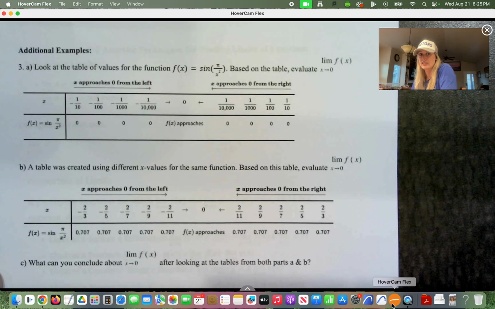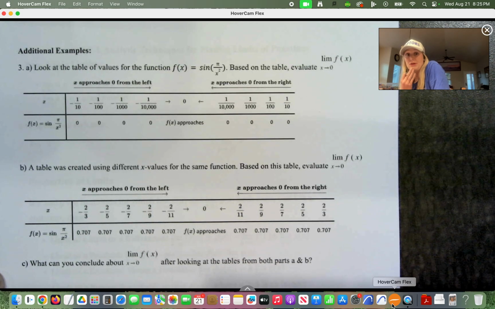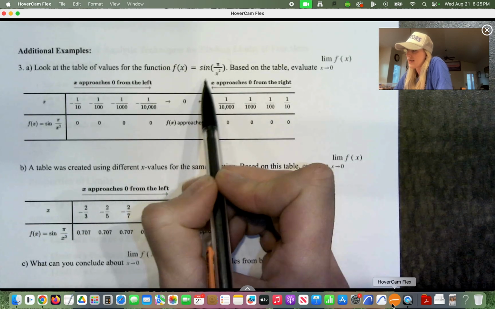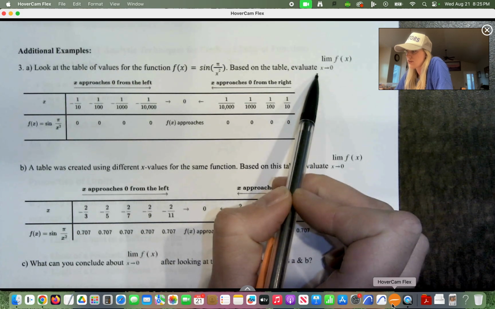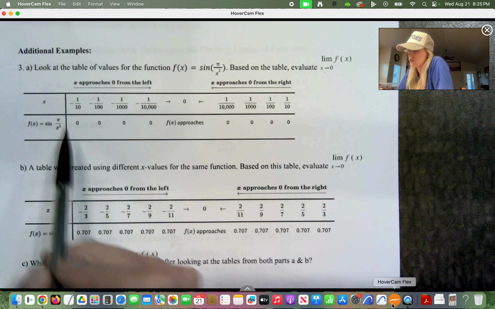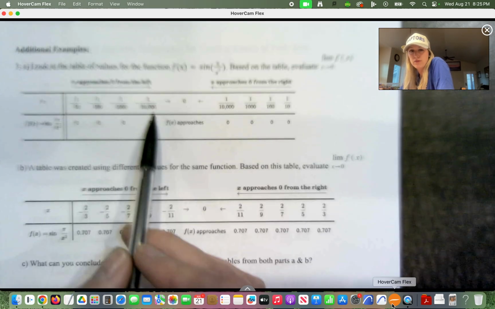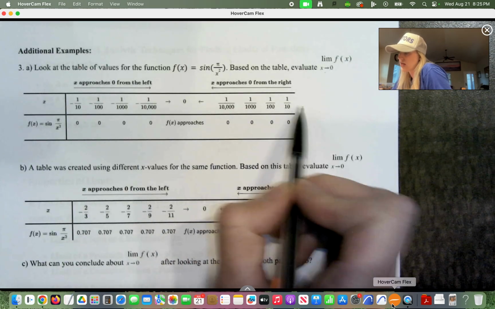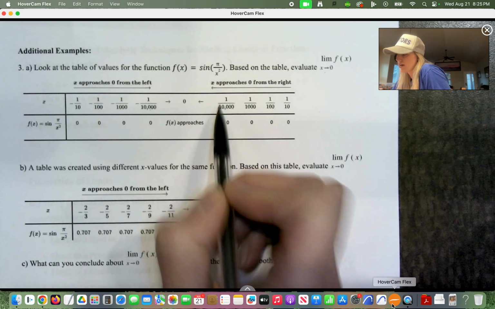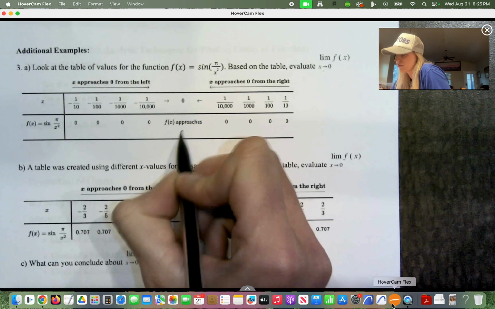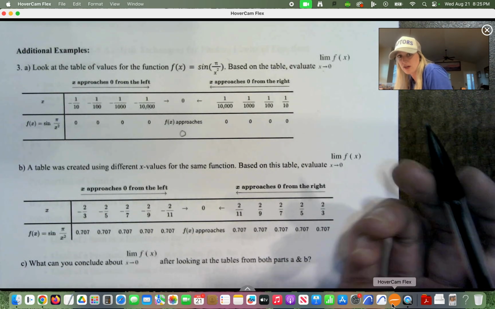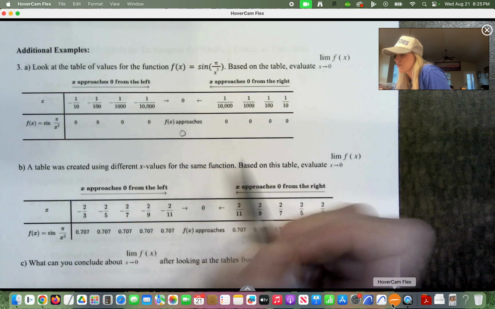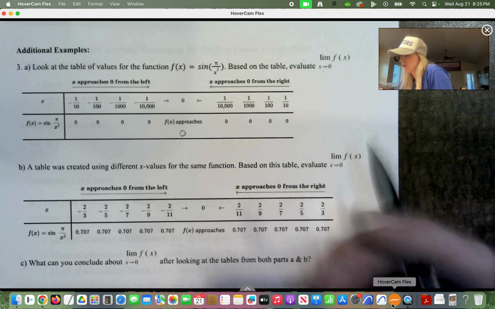I'm going to jump to these last couple additional examples. Okay, example 3. This one, the table is filled out for us. Here's our function. I have sine of pi over x squared, and we're trying to evaluate the limit as x approaches 0. Here are some values. They left it in fraction form. That's fine. But notice I am getting closer and closer to 0 from the left, closer to the right, and look, it's 0, so I would say f of x approaches 0. So based on this table, I would suggest that the limit is 0, right? As my x values get closer to 0, my y values are also 0.